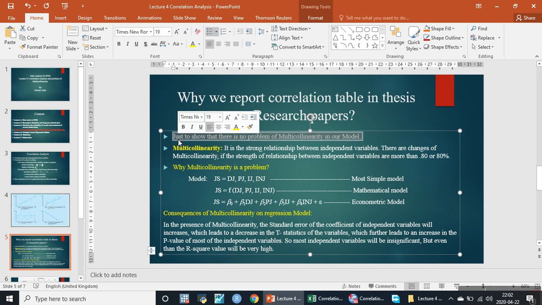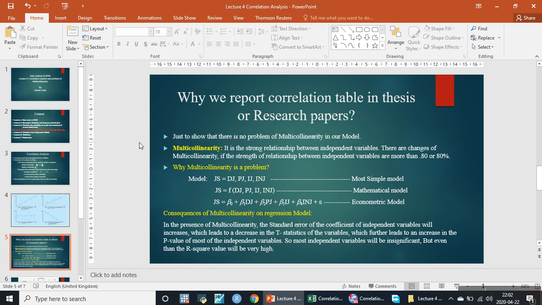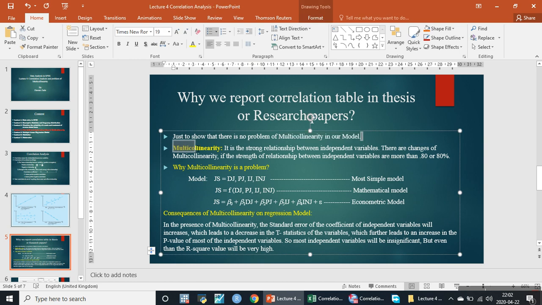We only show the correlation table in the thesis or in the research paper just to show that our model is free from multicollinearity. Our model is free from the problem of multicollinearity. We do not show the correlation table just to show everyone that there is a positive or negative relationship. The main purpose is that our model is free from multicollinearity.